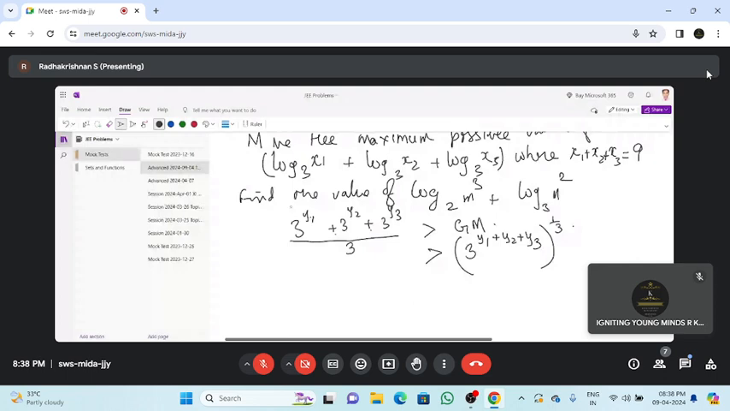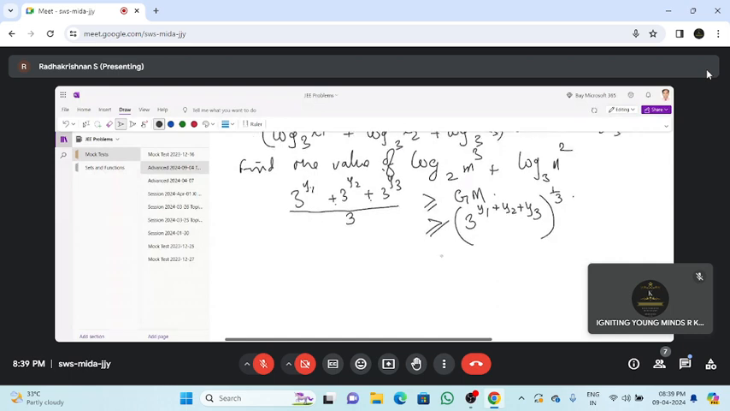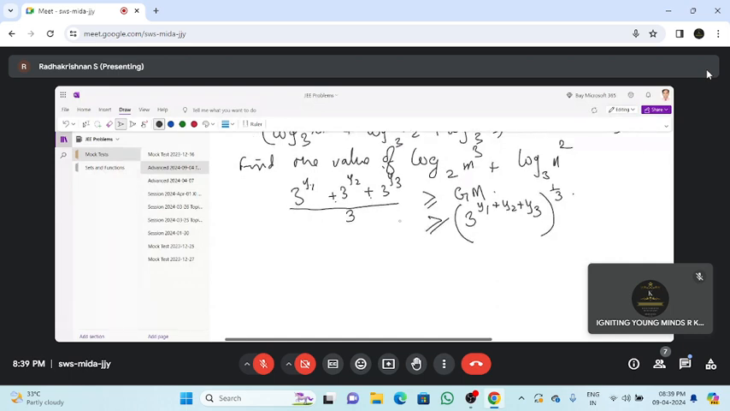This is the concept. If this is a sum, the sum has to be greater than the geometric mean, so we convert it to arithmetic mean. AM greater than GM is actually greater than or equal to. What is this? This is 3 power 9 whole power 1 by 3, which is 3 power 3, 27. Greater than or equal to 27.